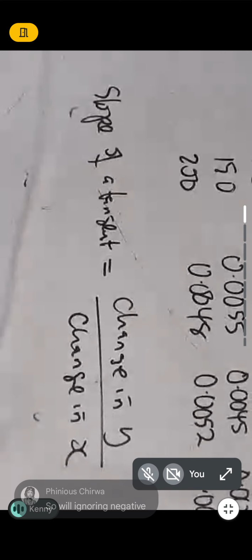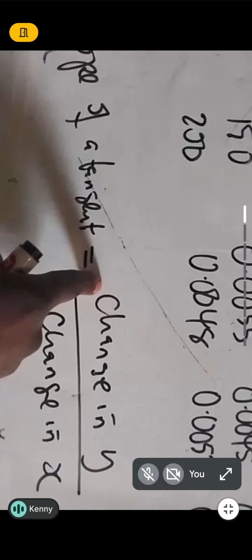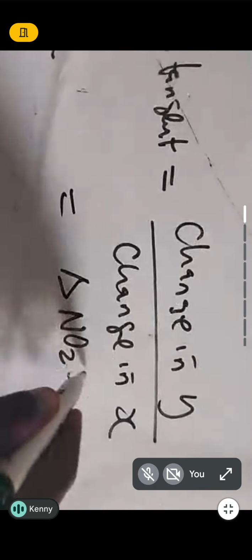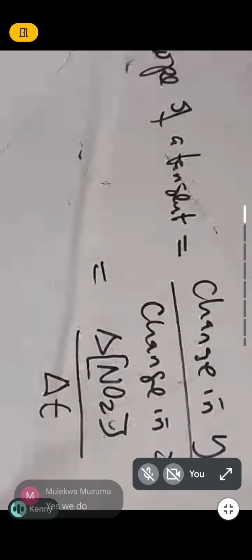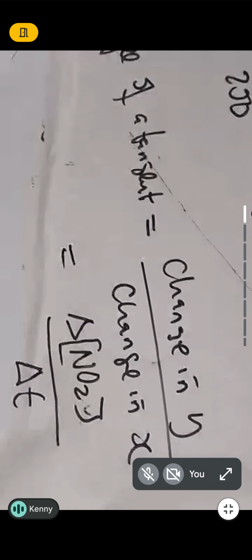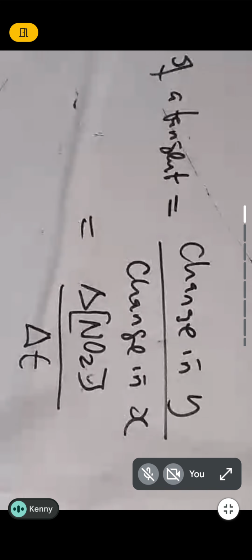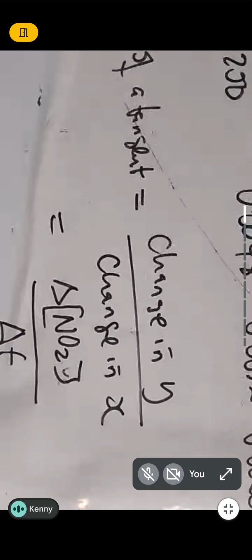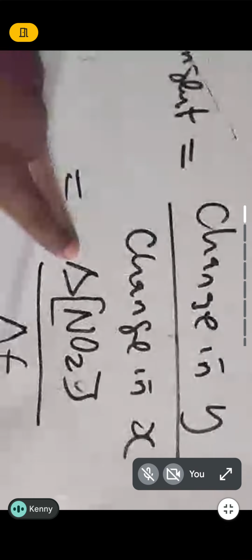So for the example that we have looked at, change in y is a concentration. So we are going to say delta NO2. Then change in x is what? Time, which is delta T. So you can see that slope of a tangent line is equal to change in y over change in x. Change in y is a change in concentration. Then change in x is change in time.